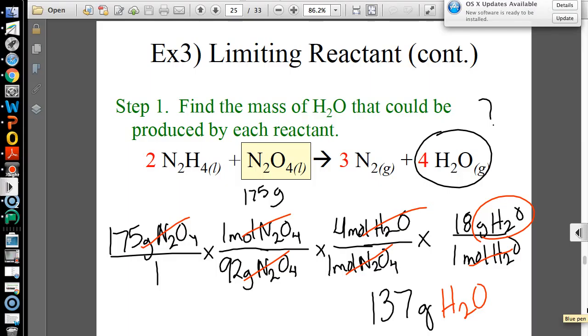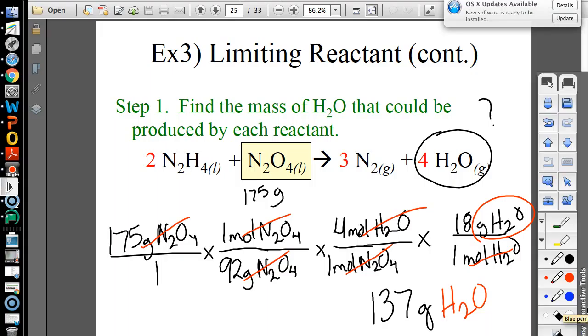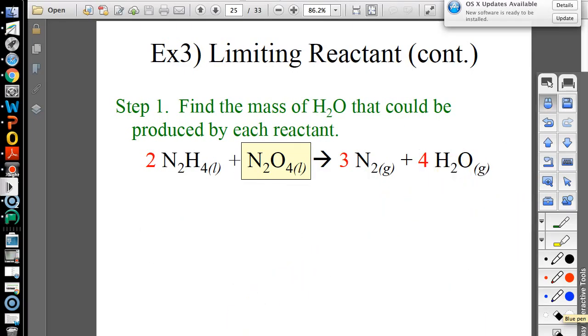That's how much water can be produced from the N2O4. So was this one less or was option 1 less? This one. So N2O4 is my limiting reactant. And so this is actually the mass of water that can be produced, 137 grams. Not what we got on the last one. We can't make that much. We don't have enough. So how do you guys feel? Okay? Alright. On the next slide, after I show you the work here one more time.